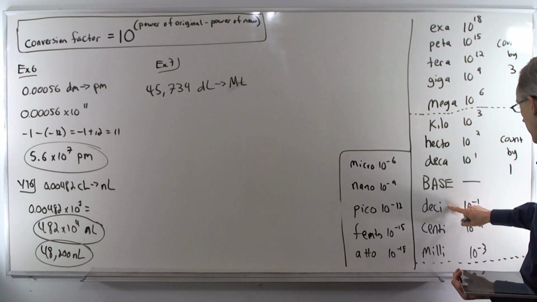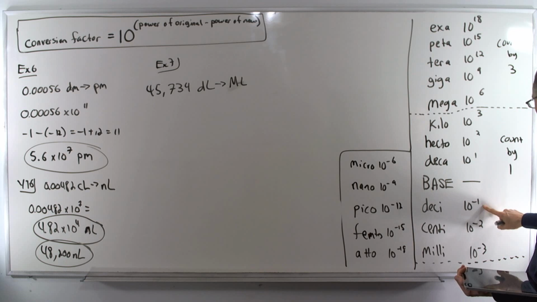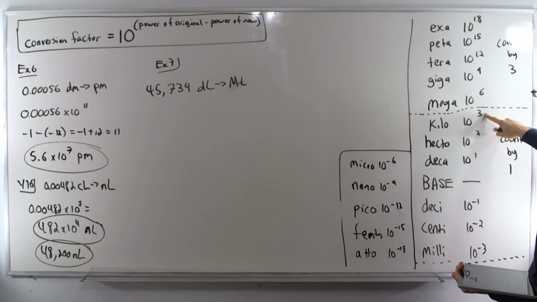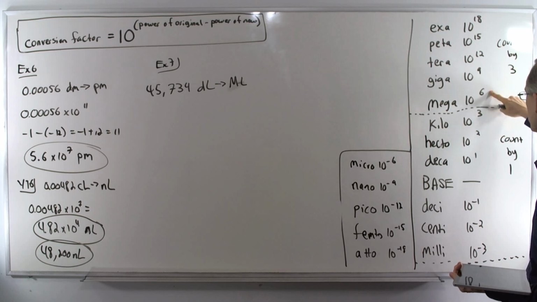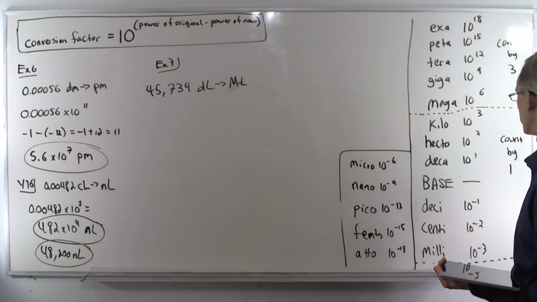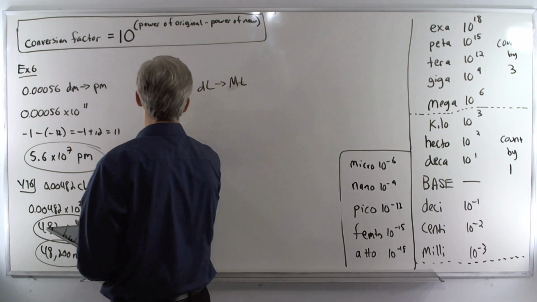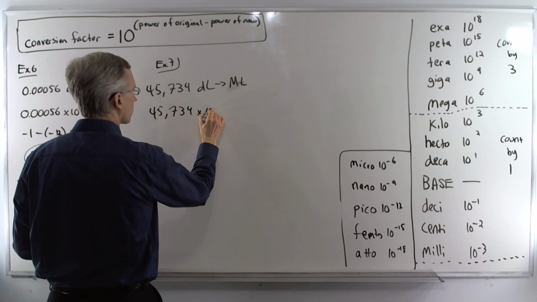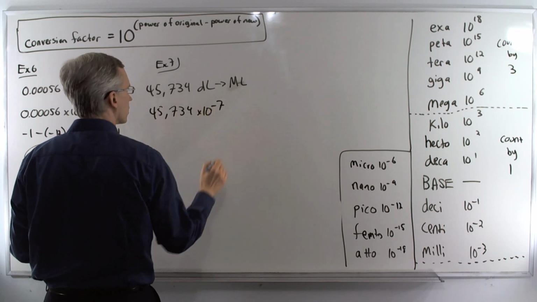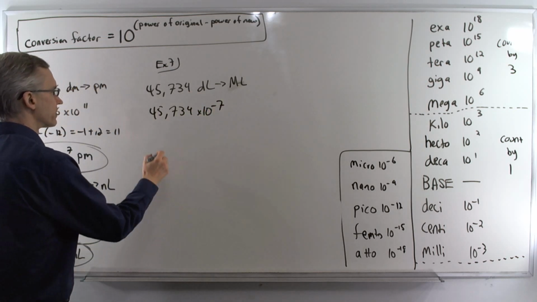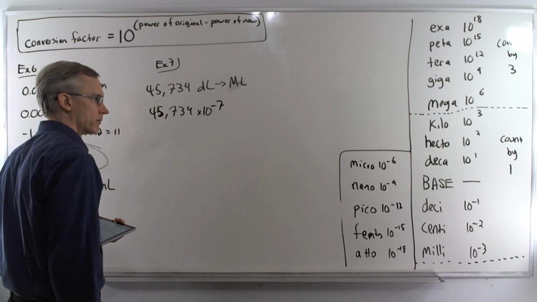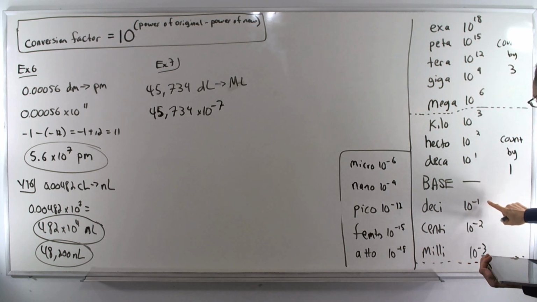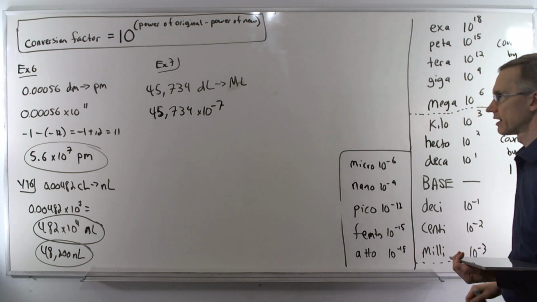All right, deci to mega. So we're counting by 1s here, so 1, 2, 3, got 4 up to here. And now we're going by 3, so that's going to be 7 total. We're going up, so it'll be a negative exponent. We'll take that number and multiply by 10 to the negative 7th power. Another way of finding that is negative 1 minus 6, which is negative 7.